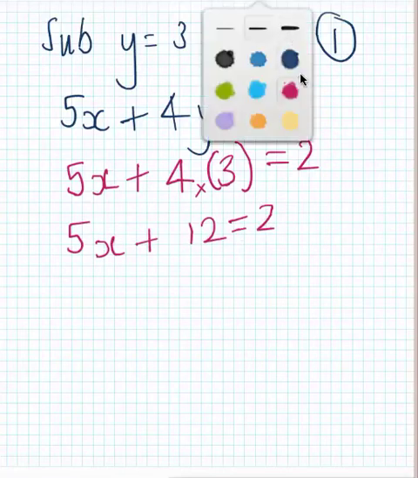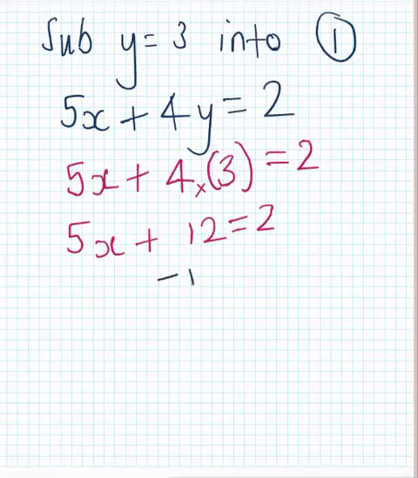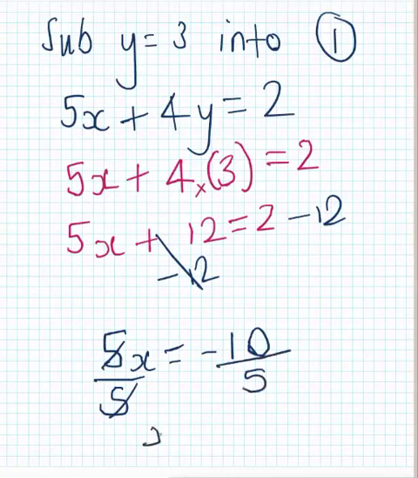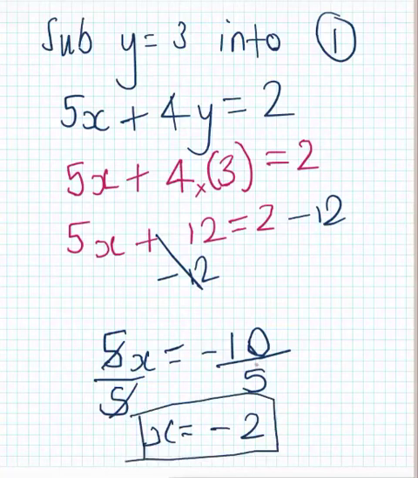Our next step is, well, take away 12 and take away 12. So 5x will equal 2 take away 12, leaves us with negative 10. Finally, divide by 5 and divide by 5. And negative 10 divided by a positive 5 leaves us with negative 2. And there we go. We have found the x value for our point.